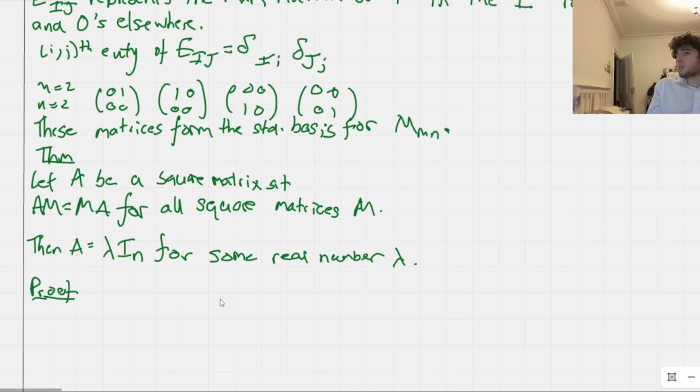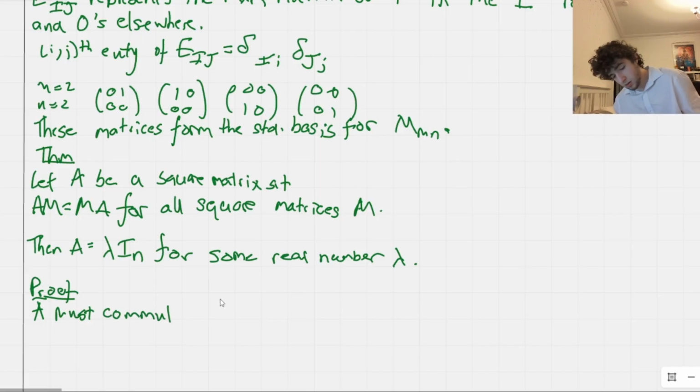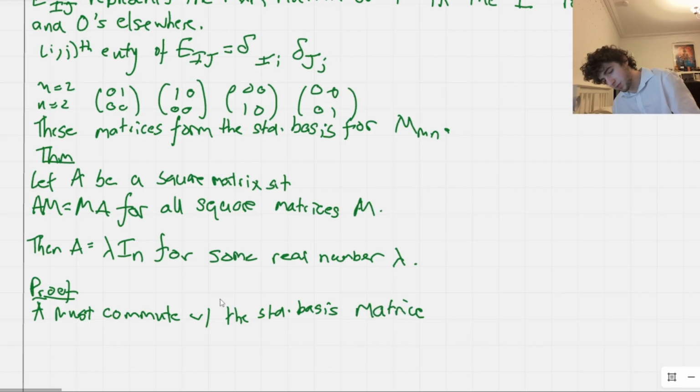So if A commutes with all square matrices M, and A is a square matrix, then it must also commute with the standard basis matrices. So A must commute with the n by n standard basis matrices, or sometimes you might see that written as n squared standard basis matrices. It means the same thing.